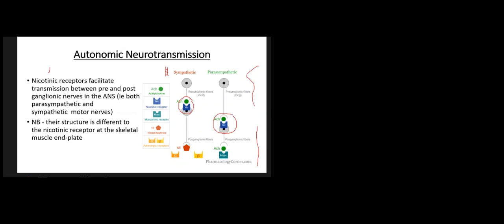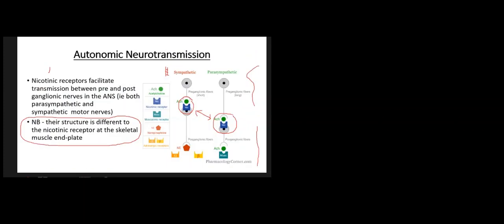receptors. The nicotinic receptors facilitate transmission between pre and postganglionic nerves in the autonomic nervous system, in both the parasympathetic and the sympathetic motor nerves. So in both systems we have this. You see this crossroads on both sides. But this is important: this is not the same as the somatic system. So don't get confused.